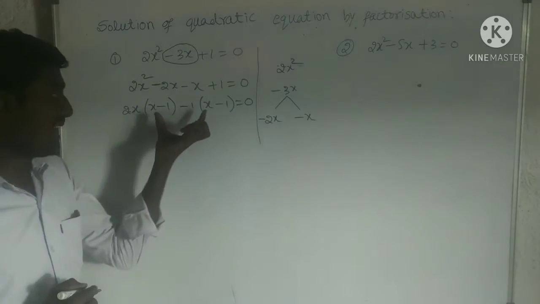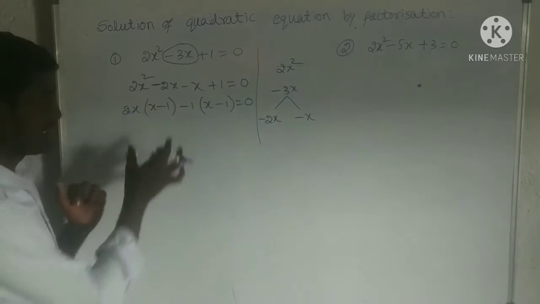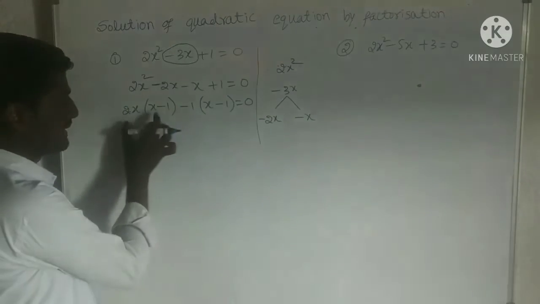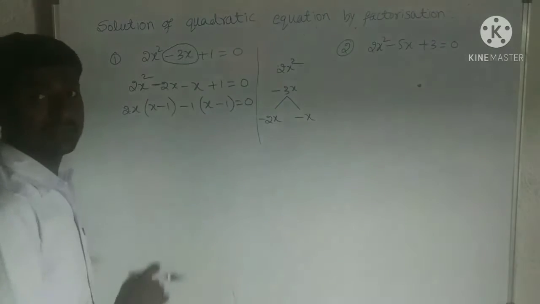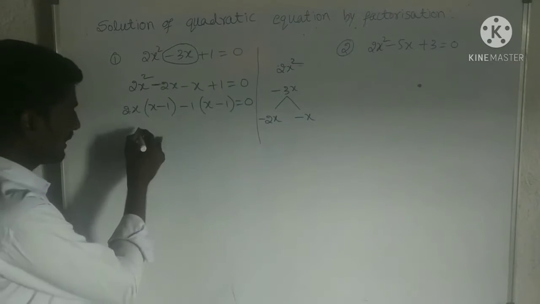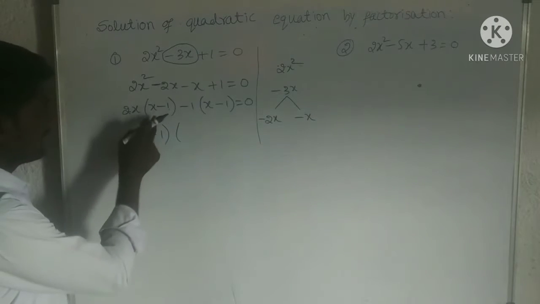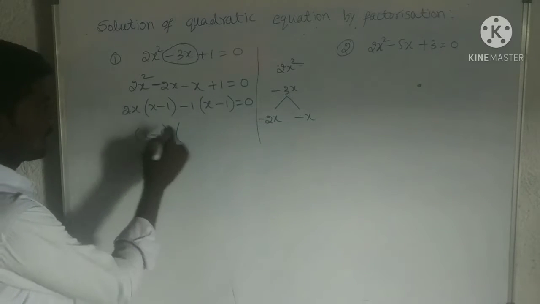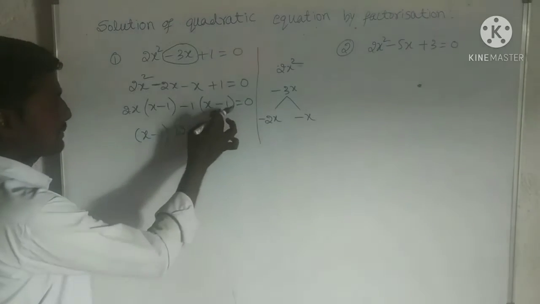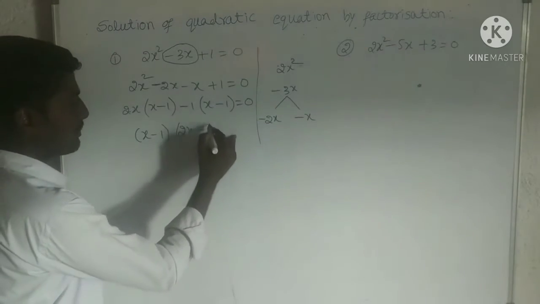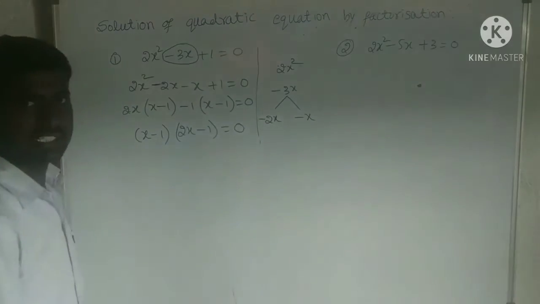Now here, I can take x minus 1. This is one term and this is another term. In these two terms, the common term is x minus 1. Now let us take x minus 1 common. Inside what will be there? x minus 1 taken outside, 2x remains. x minus 1 taken outside, the remaining is minus 1. That is equal to 0.